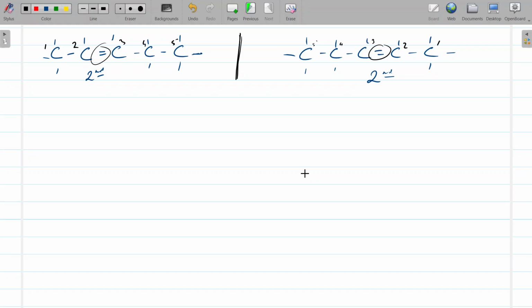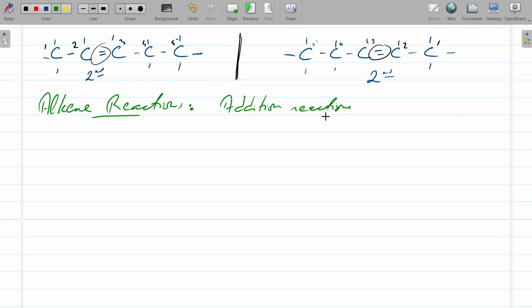Now, reactions, right? Or as the book dubs it, the chemical behavior of alkenes. So the main type of reactions that alkenes undergo are called addition reactions.